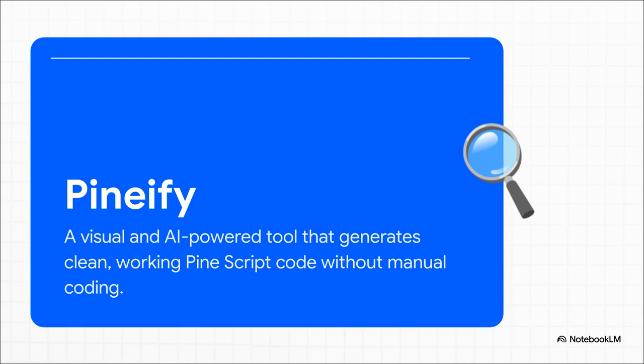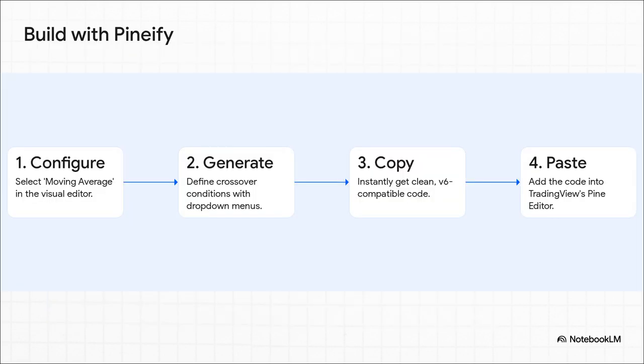You just describe what you want, either with some simple menus or even plain English, and it spits out clean, ready-to-use code. So what does building that same SMA crossover look like with this? Oh, it's a completely different world. You just open up the visual editor, select your conditions from some simple drop-down menus, no code, no syntax to remember, you click Generate, and bam! You instantly get clean, modern Pinescript.